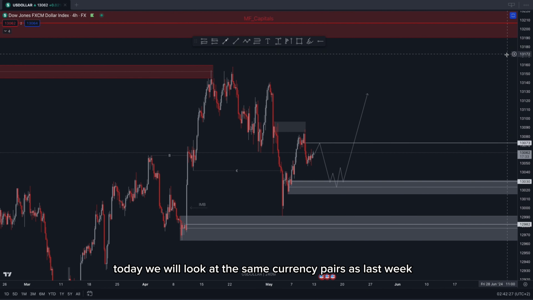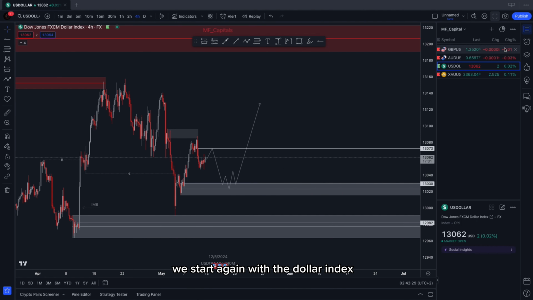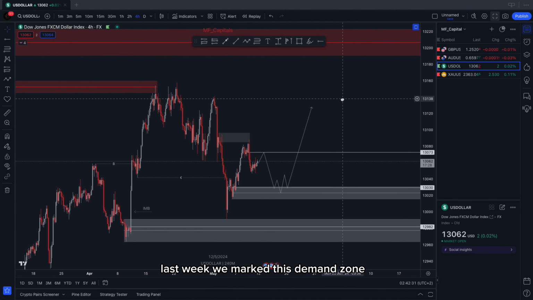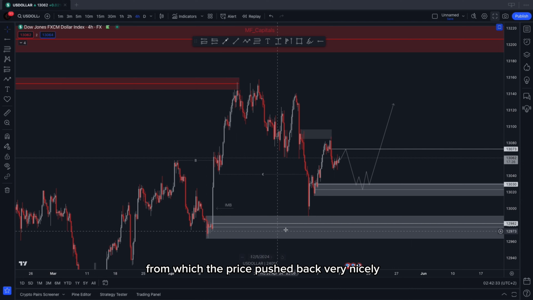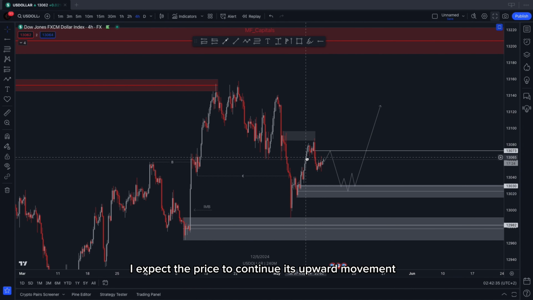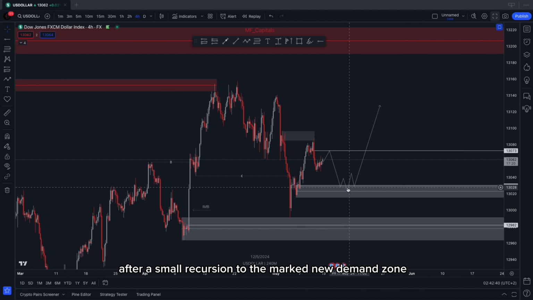Today we will look at the same currency pairs as last week. We start again with the dollar index. Last week we marked this demand zone from which the price pushed back very nicely. I expect the price to continue its upward movement after a small recursion to the marked new demand zone.